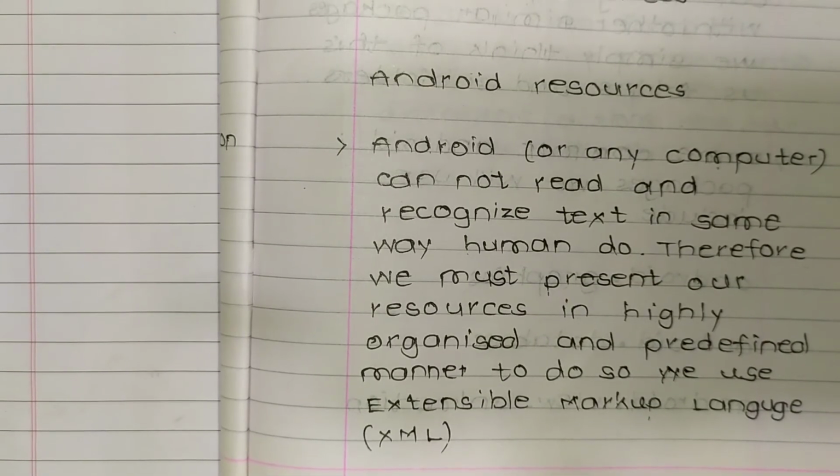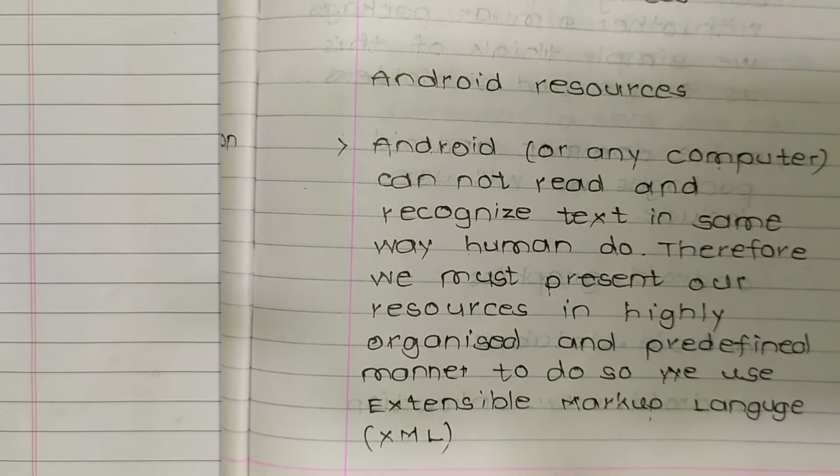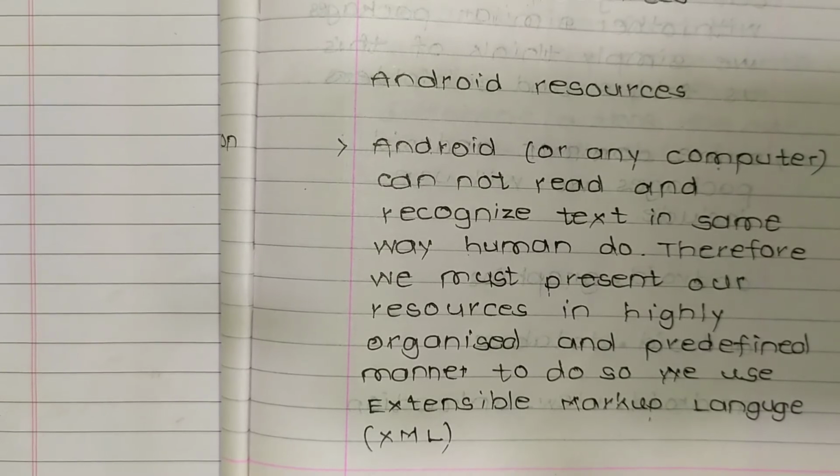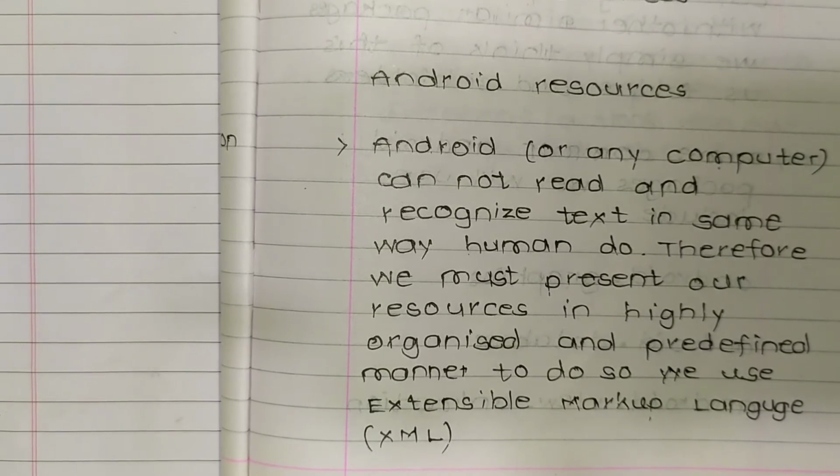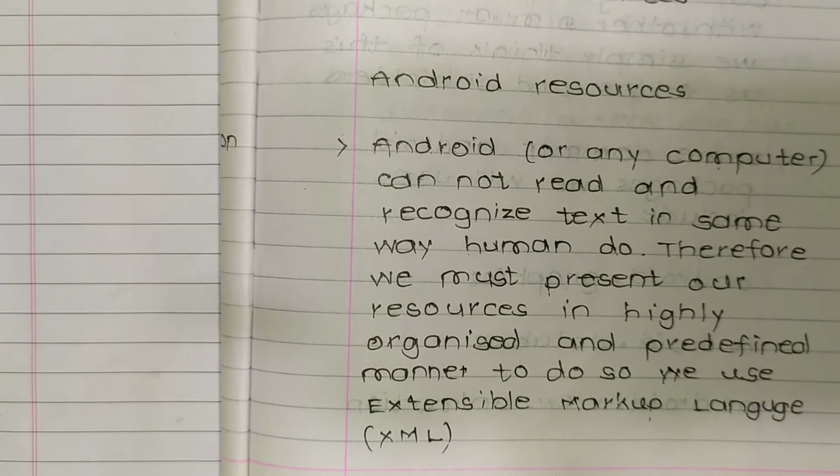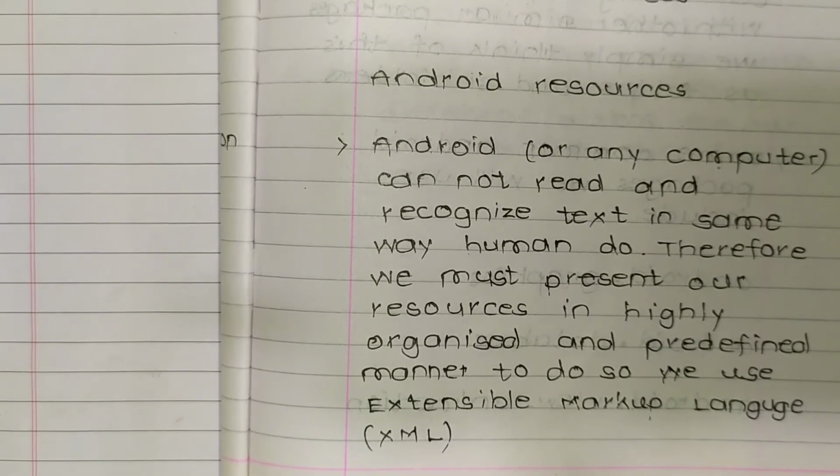Android resources. Android or any other computer cannot read and recognize text in the same way humans do. Therefore, we must present our resources in a highly organized and predefined manner. To do so, we use Extensible Markup Language, so XML, which is used for keeping resources in a highly organized and predefined manner.